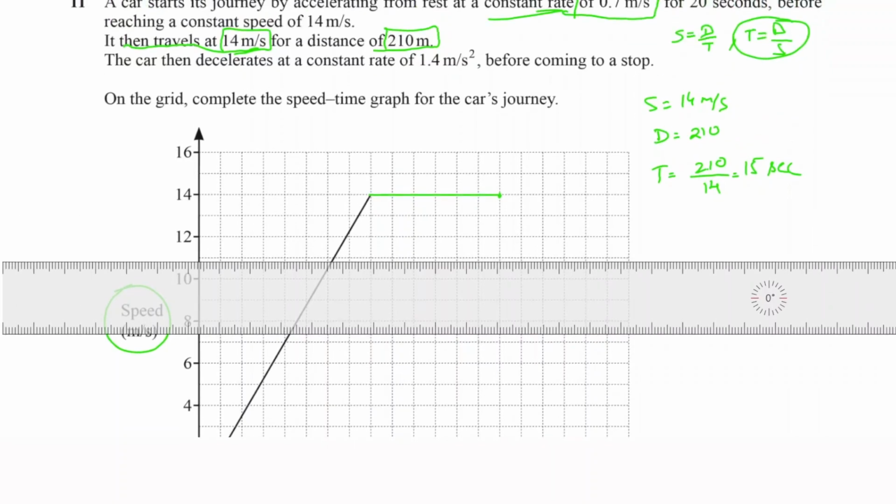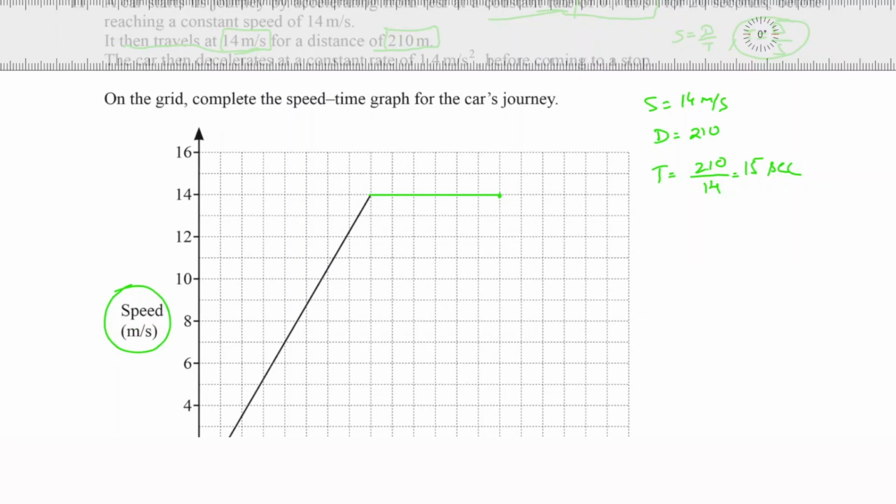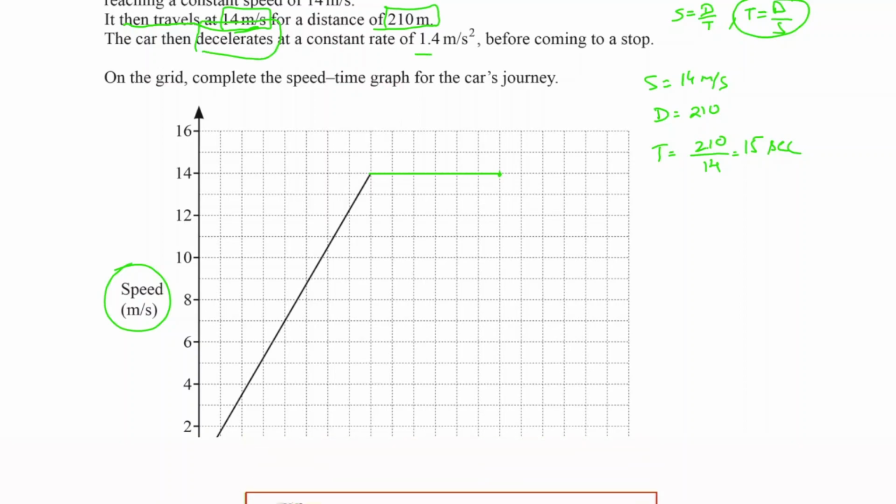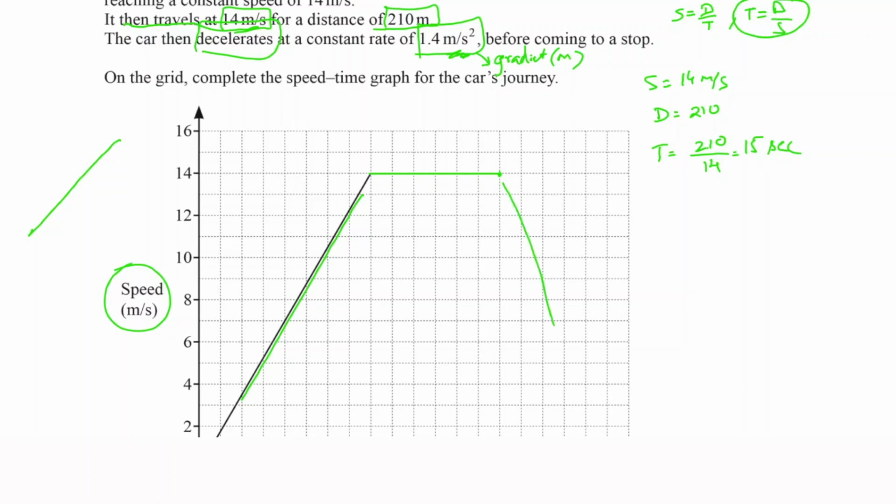Okay, then after that, it says the car then decelerates after attaining that speed and the distance. The car then decelerates at a constant rate of 1.4 meters per second squared. As I told you, this meter per second squared is actually the gradient that we are talking about, the value of m, we can call it. Acceleration always goes up. This is an acceleration part, and deceleration will be coming down. So remember that. This is deceleration till it comes to a stop.